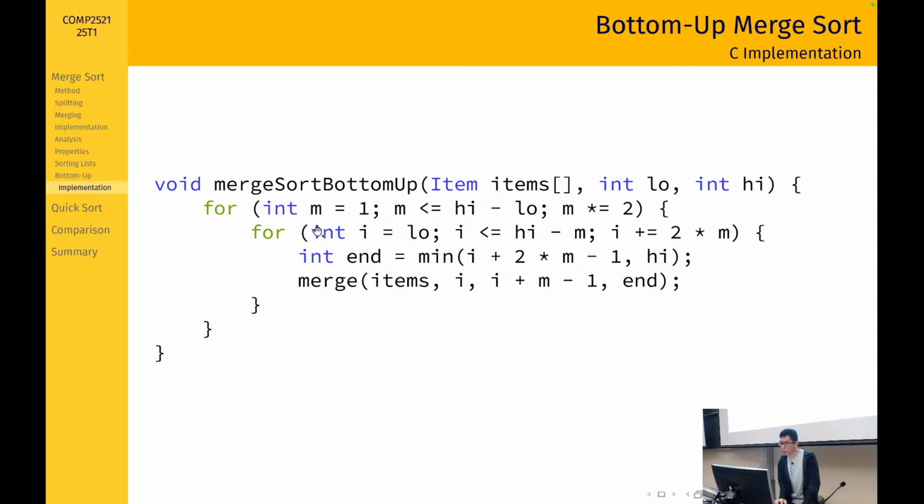Okay, and what the inner for loop does is it performs one of the merging steps, right? So it goes all the way down the array, and it takes the pairs of arrays and merges them into bigger arrays.